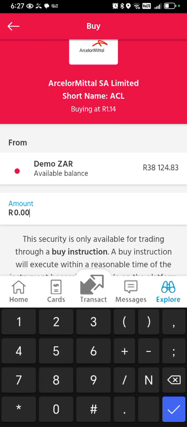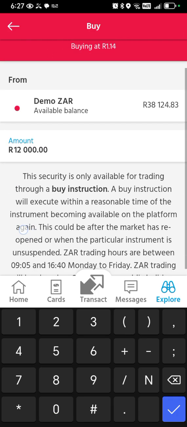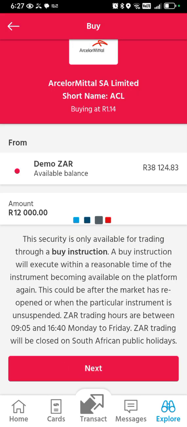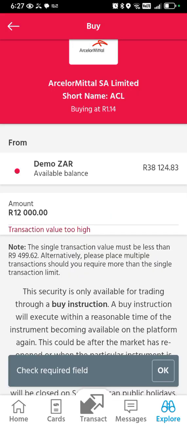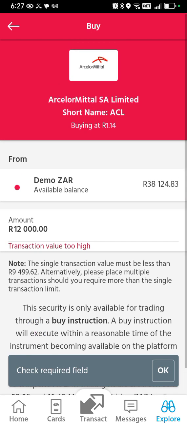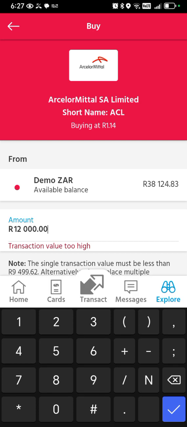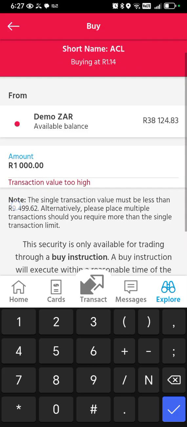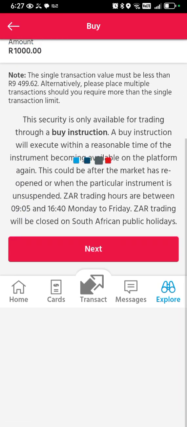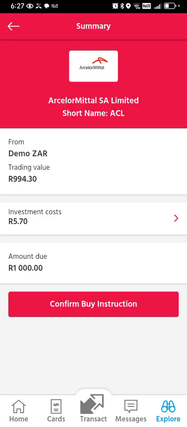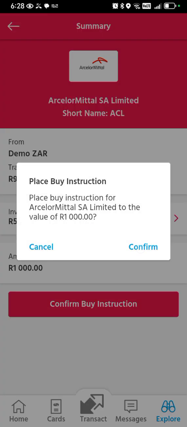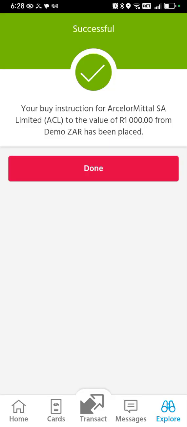Let's buy maybe here in this company because it looks like it's increasing. Then amount, maybe we can say 12,000. Yeah, let's say 12,000 if it's going to agree. See, it says transaction value is too high. So maybe let's buy for 1,000 here, because we see that the company is on an increase. Then you can confirm your buy. Then you confirm. See, we have successfully bought 1,000 shares.